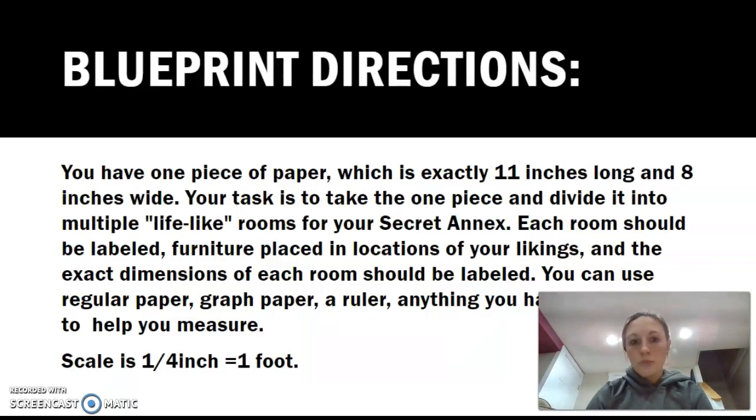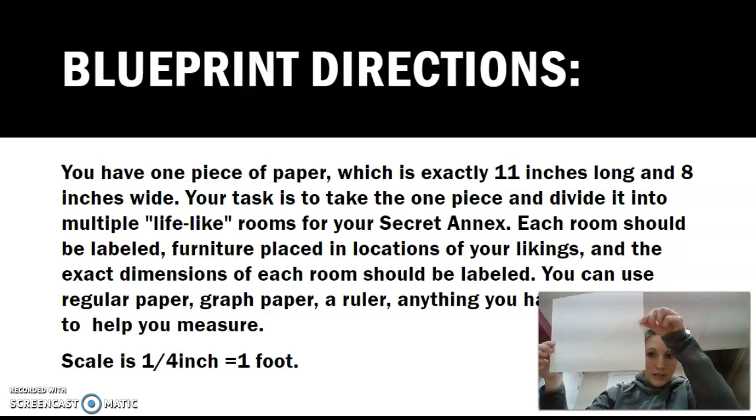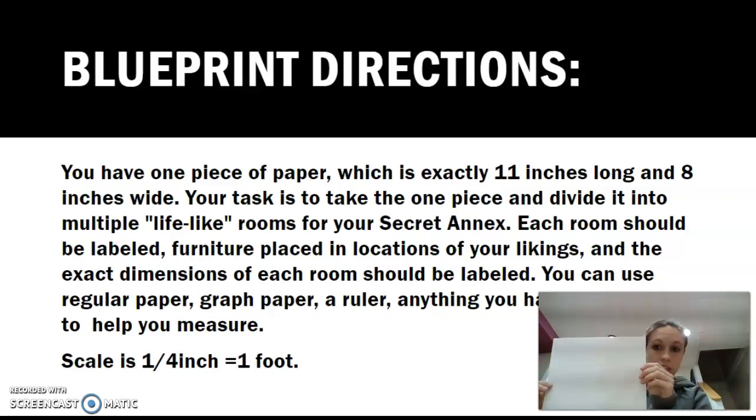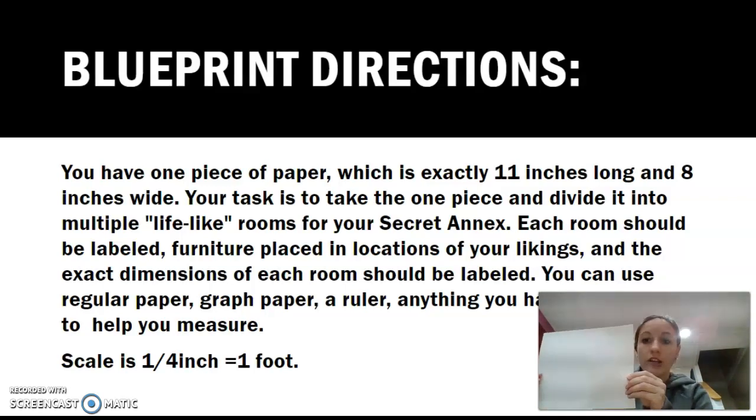All right, so let's go to your blueprint directions. You are going to have one blank piece of paper, which is 11 inches long, 8 inches wide. Your task is to take one of these pieces of paper and divide it into multiple lifelike rooms for your secret annex. So each room should be labeled, furniture placed in locations of your liking, and the exact dimensions of each room should be labeled.